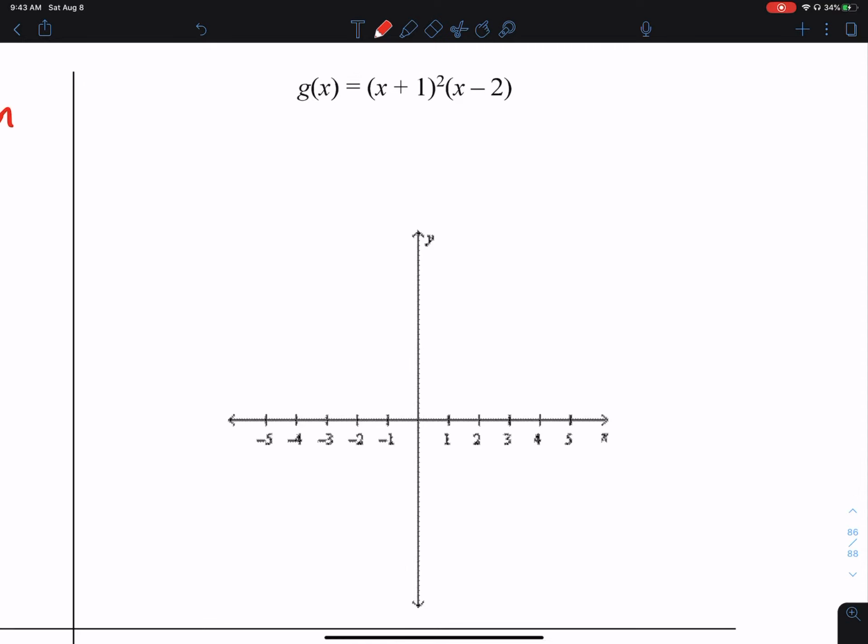G of x, if I were to multiply this out, we're going to end up with x cubed. X squared times x is x cubed. 1 squared is 1 times a negative 2 is negative 2. And these middle terms are whatever, and the y-intercept is negative 2.